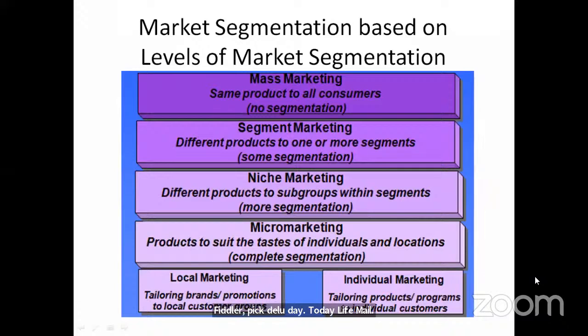So same or similar kind of product to all the customers, like a toothpaste or maybe a soap, maybe oil. So here, whatever product you are using, you could not go for any segmentation. So you have to ask for the mass marketing.